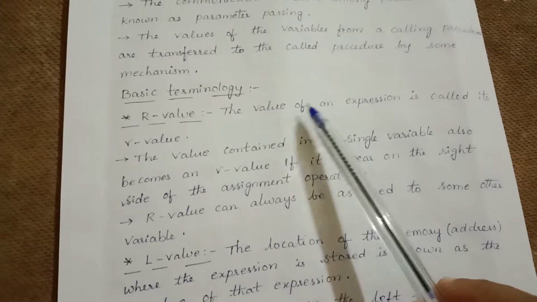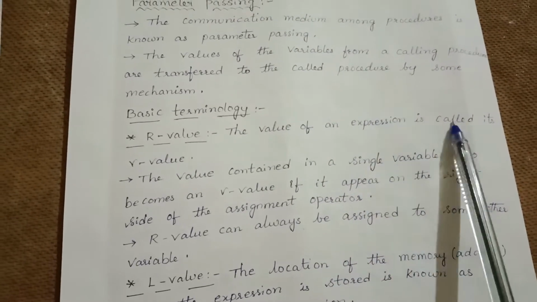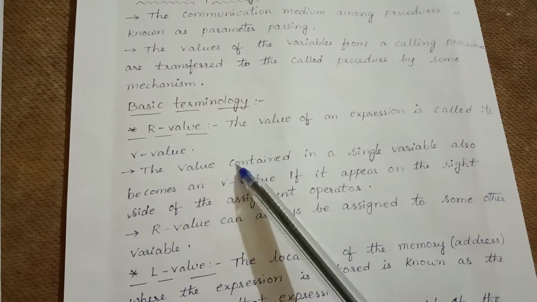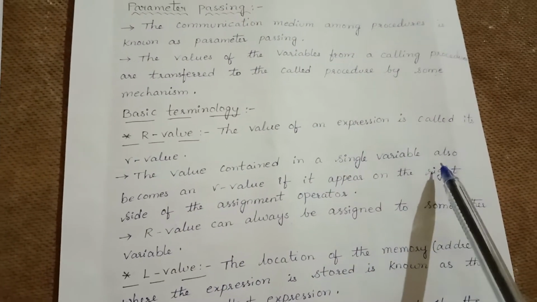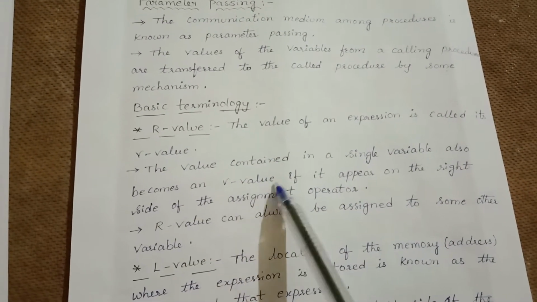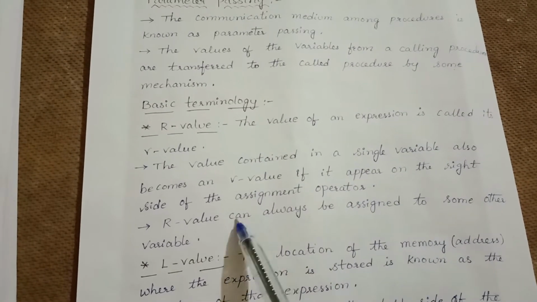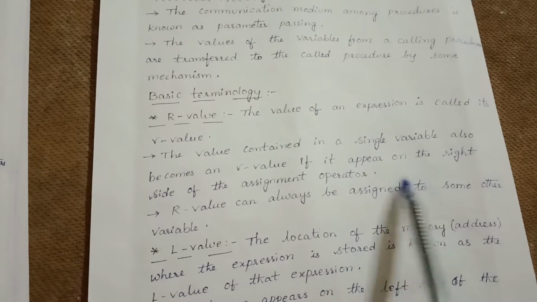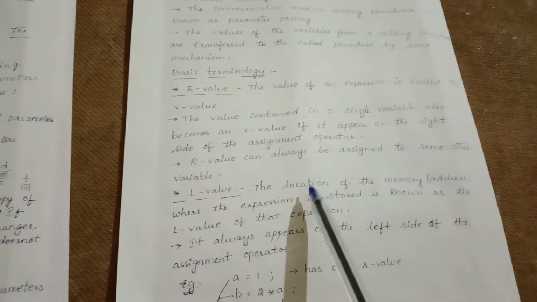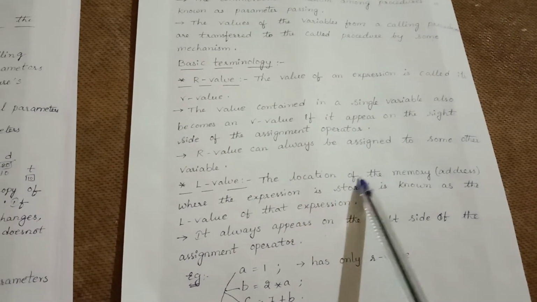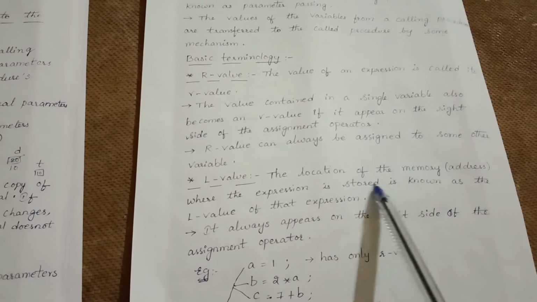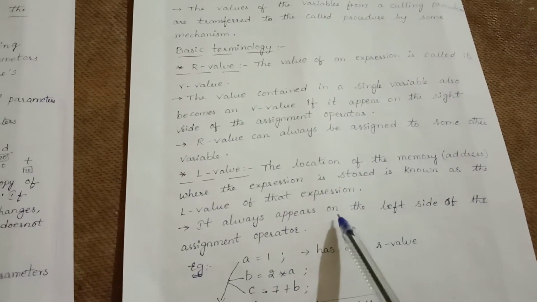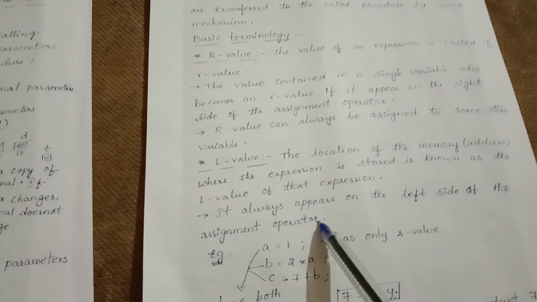R value is nothing but the value of an expression, and the value contained in a single variable also becomes an R value if it appears on the right side of the assignment operator. So R value can also be assigned to some other variable. And L value is the location of the memory where the expression is stored. It always appears on the left side of the assignment operator.